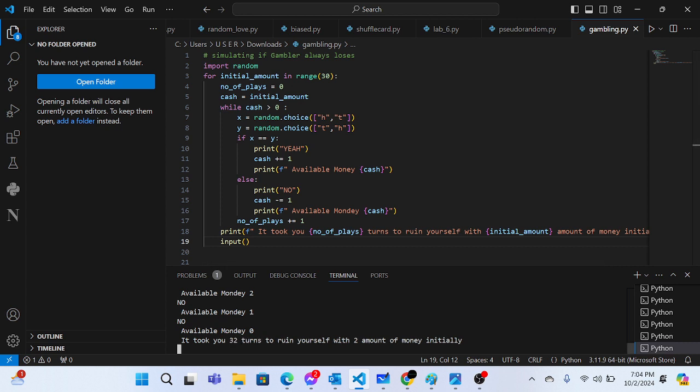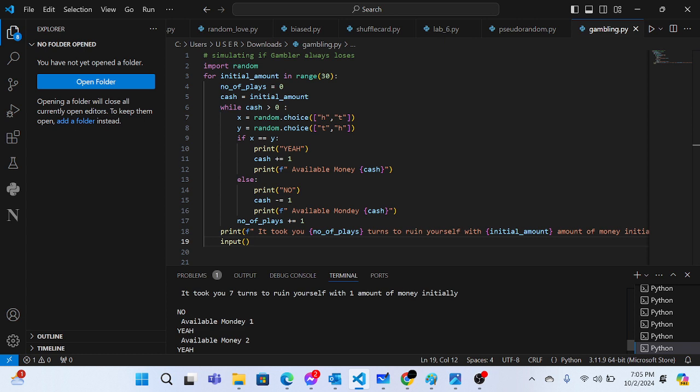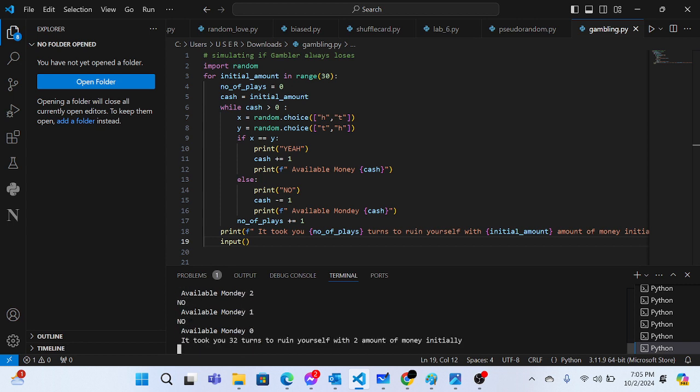Now, if he had brought $2, it took him 32 turns to ruin himself. If you want to see what happened with $2, initially he had $1, he got it wrong, he had $2, then $3, no, $2, no, and it went on until in the 32nd turn he ruined himself. Now let's start with $3. He ruined himself at the 321st turn. I was surprised that he could play for so long.